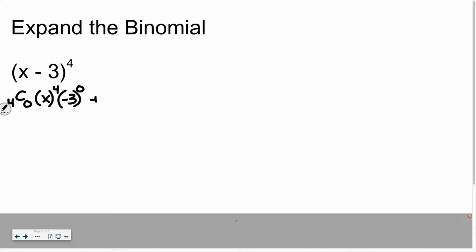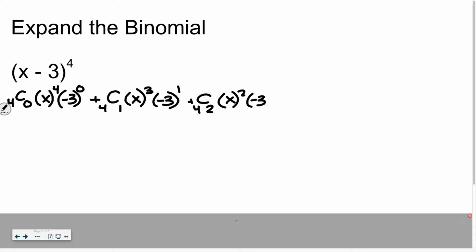And then I'm going to add a combination of 4 choose 1. I'm going to increase my choose. My x is going to decrease in exponent, so it's going to go from 4 to 3. And my negative 3, the second term, is going to increase to 1. And I'll do another one, combination of 4 choose 2, x squared, negative 3 squared. All along I can be checking my 2 exponents. Do they add to 4?